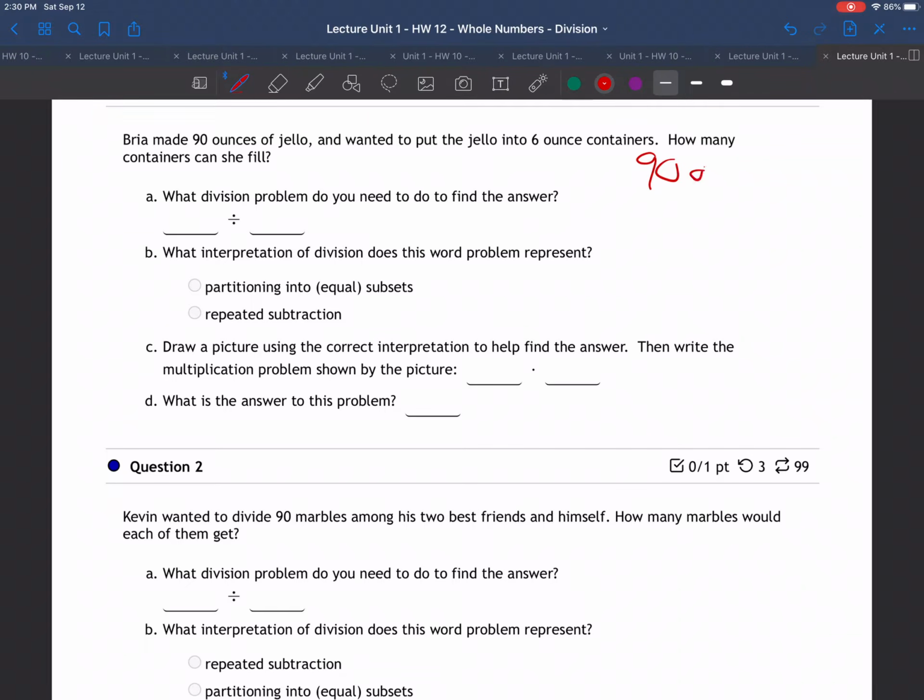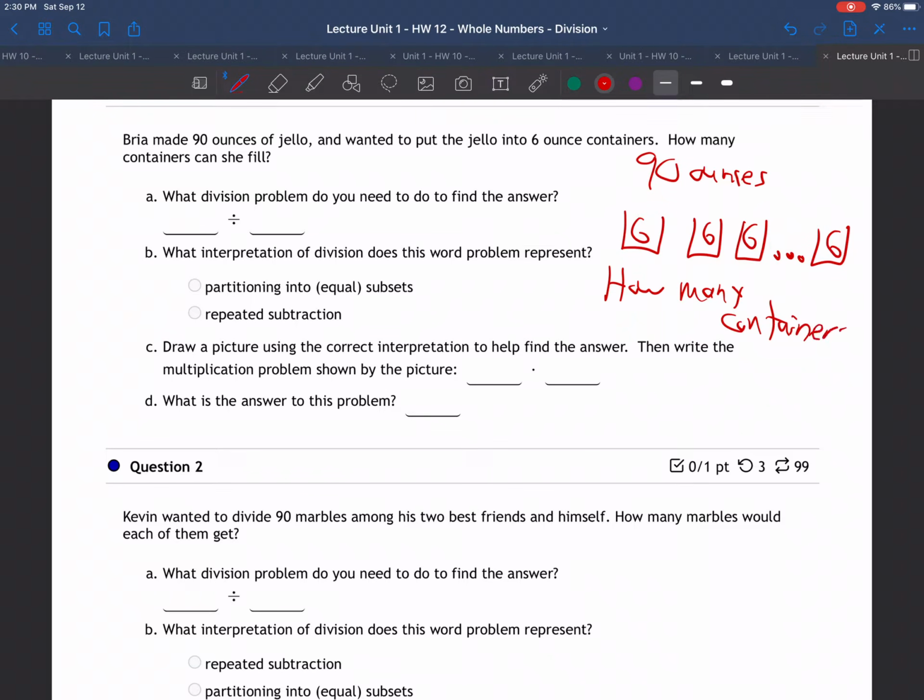Bria has 90 ounces of Jell-O. And she's going to have a bunch of containers, and they all contain 6 ounces. How many containers? Okay, so first off, it is a division question, isn't it? As it says right here, what division problem do you need to do to find the answer? What's the division problem? We need to take 90 and divide it by 6, right?